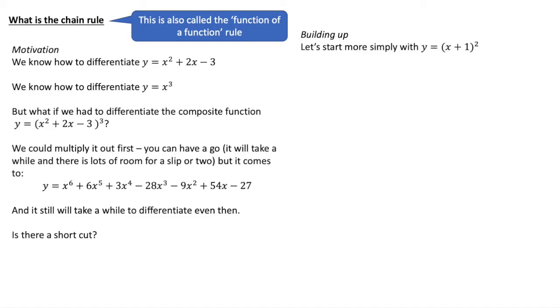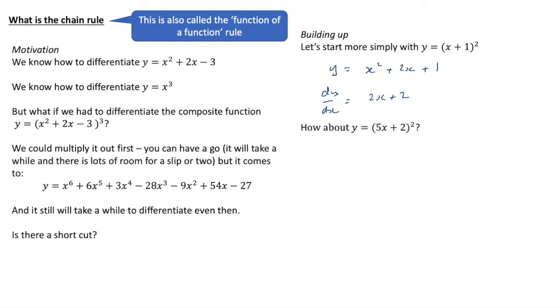So, we're going to build up to how this works by looking at some slightly easier examples. If we start with y is (x plus 1) squared, then we can multiply that out nice and easy, x squared plus 2x plus 1, and then we can differentiate. So that gives us 2x plus 2.